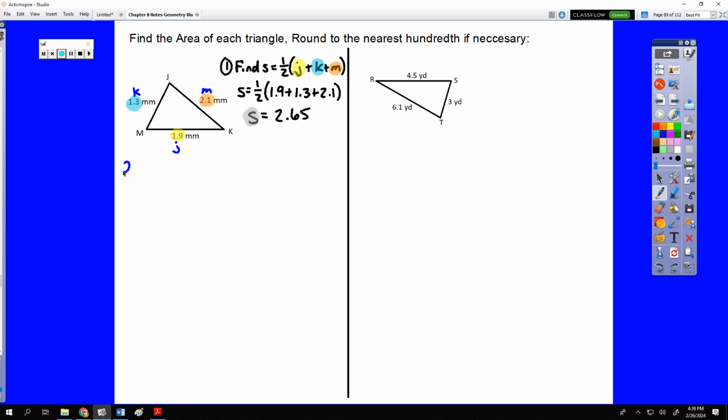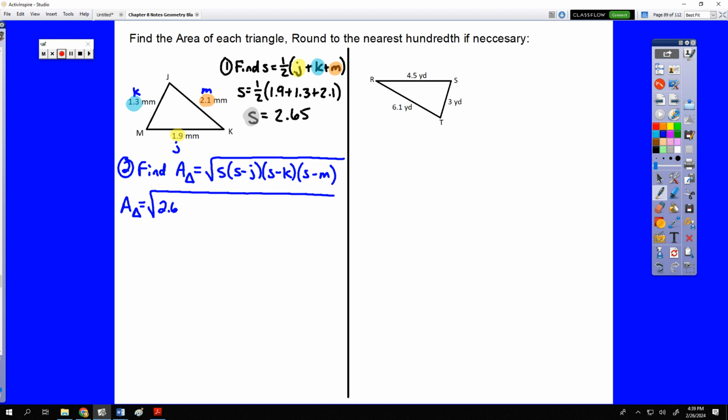So next we're going to find the area of the triangle. Again, we're using Heron's formula, which in this case would be s times s minus j times s minus k times s minus m. So that would be the square root of 2.65 times 2.65 minus 1.9 times 2.65 minus 1.3 times 2.65 minus 2.1. Again, be very careful. Type that in your calculator. That's a lot of things to type in, so take your time. Make sure you type it in correctly.